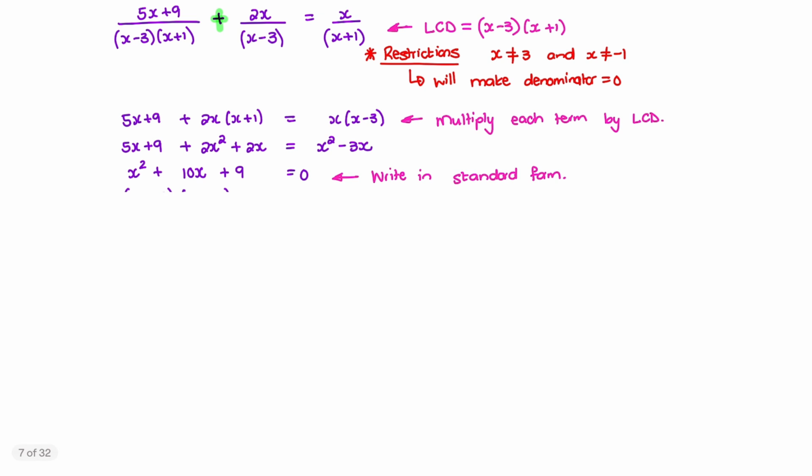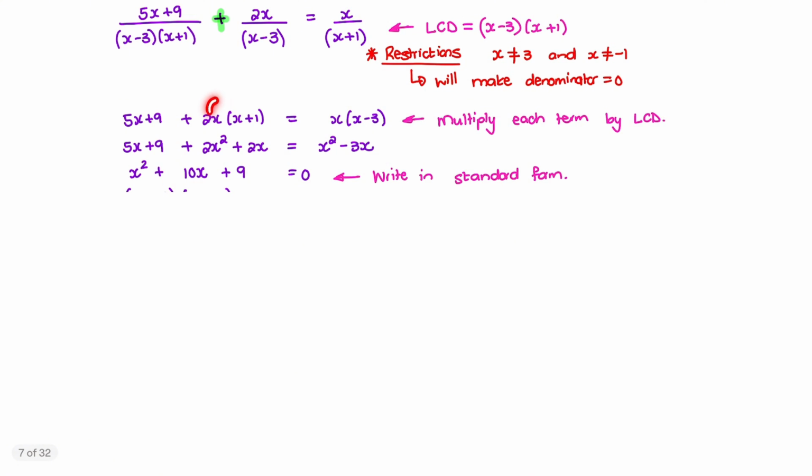Now we have gotten rid of the fractions, and we can simply multiply out. So we have 2x times x is 2x squared, and then 2x times 1 is simply 2x. On the right-hand side, we have x times x, which is x squared, and x times negative 3, which is negative 3x. And then you move all your terms to the left-hand side. This is called writing the equation in standard form. That is when you have all the terms on the left, and it's equal to 0 on the right.